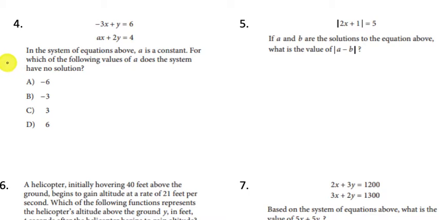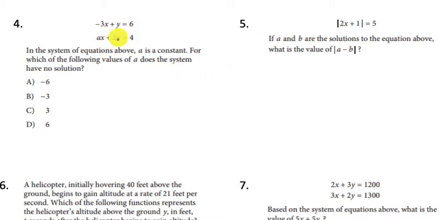Number 4, in the system of equations above, A is a constant. For which of the following values of A does the system have no solution? First, we need to think about what it means in order for a system of equations to have no solution. A system has no solution when the slopes of the two lines are the same, but the y-intercepts are different, or if the two lines are parallel.